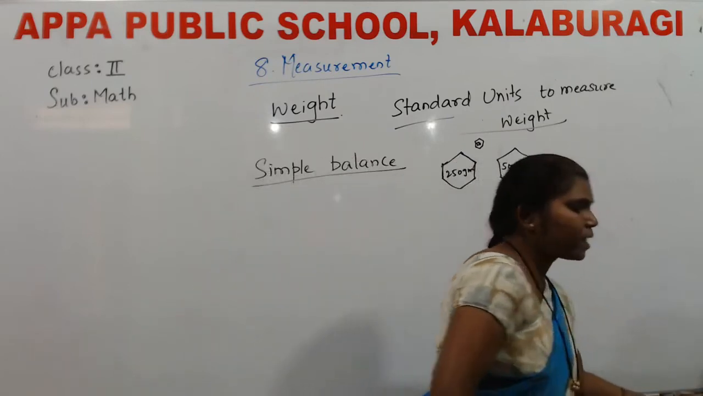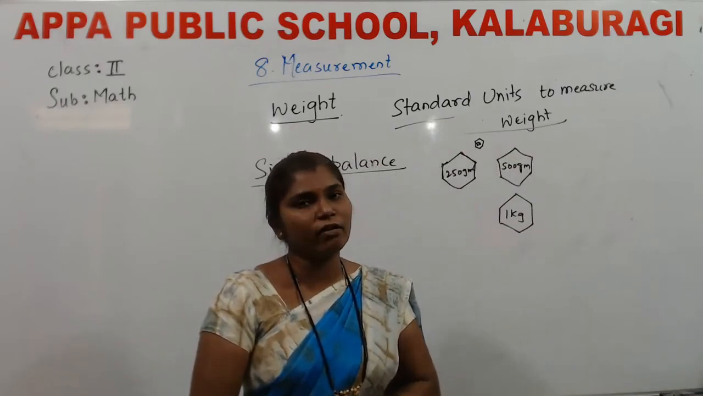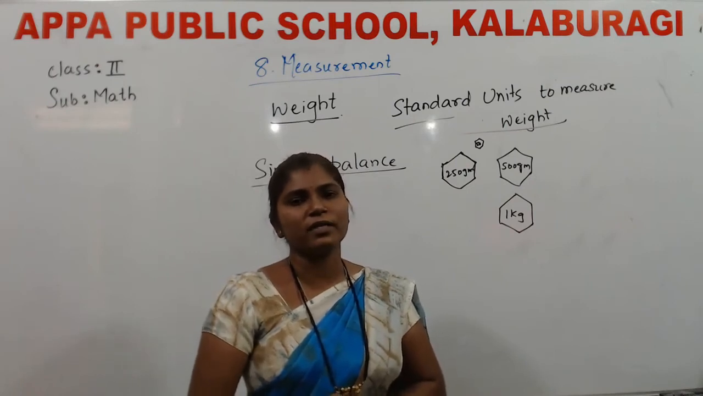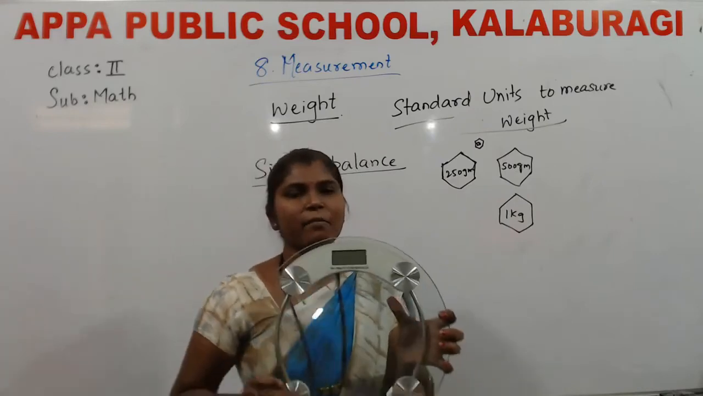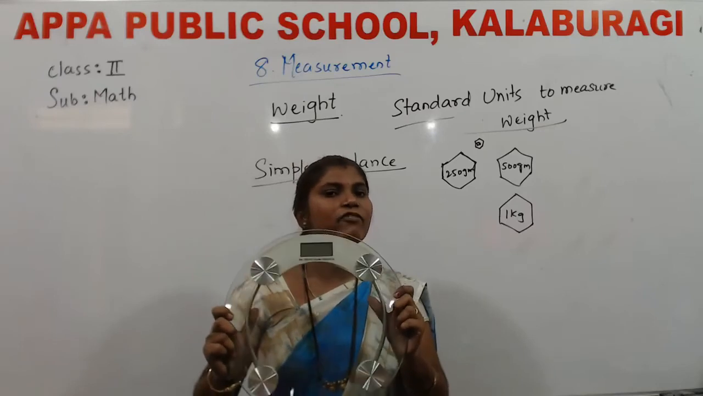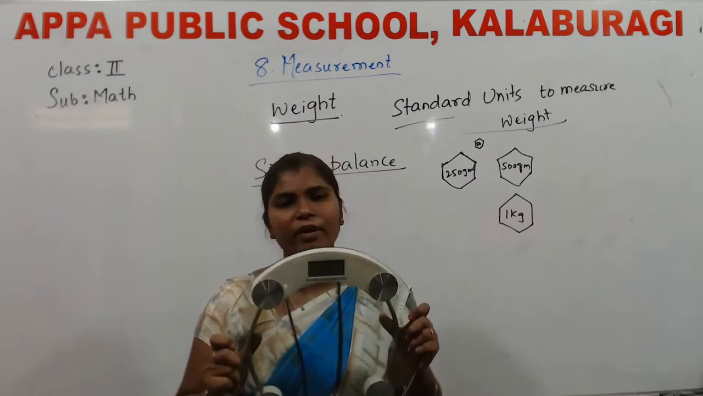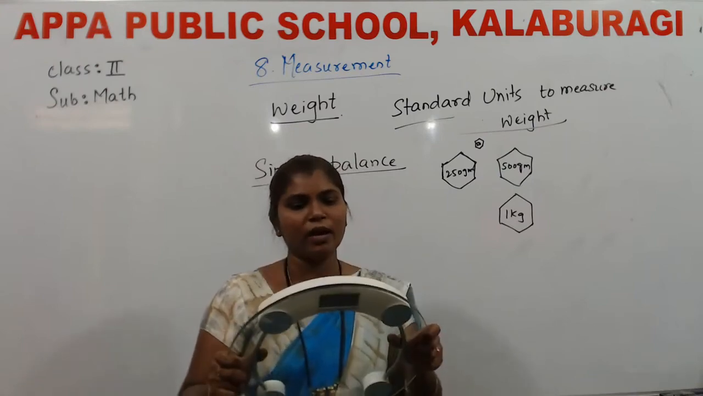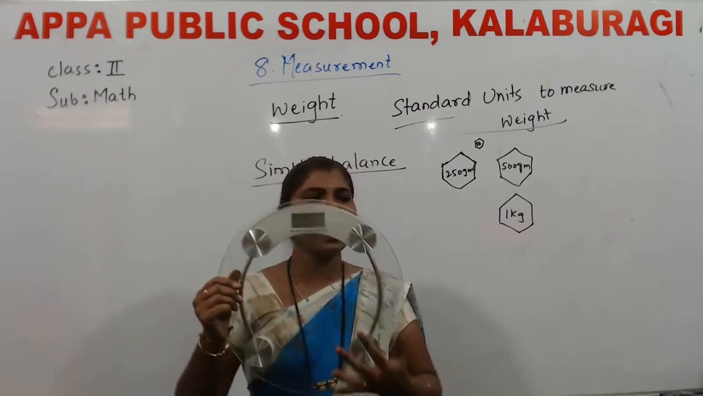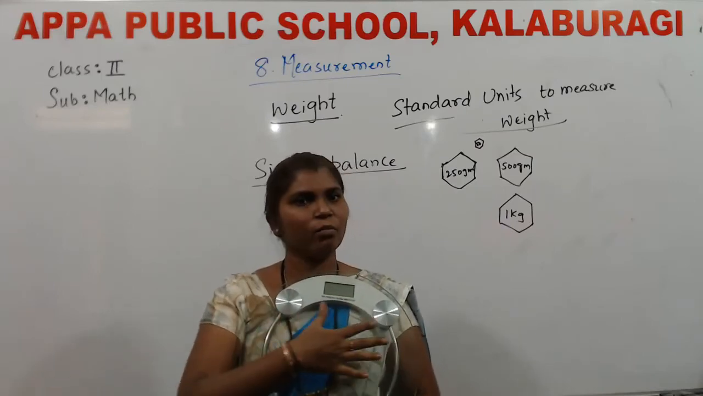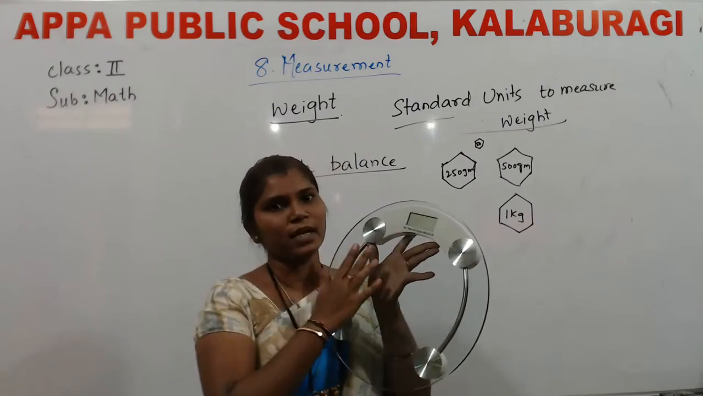Next, do you know even humans have some weight? How do you measure the weight of a human? We have a weighing machine. By using this weighing machine, we can check the weight of a human body, whether it may be a male or a female or a child or an infant. You have to stand on this machine. This weighing machine measures in terms of pounds as well as kilograms.